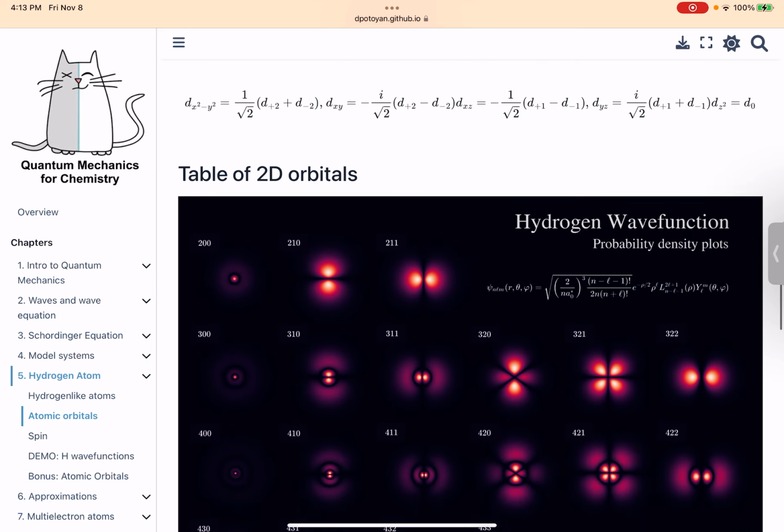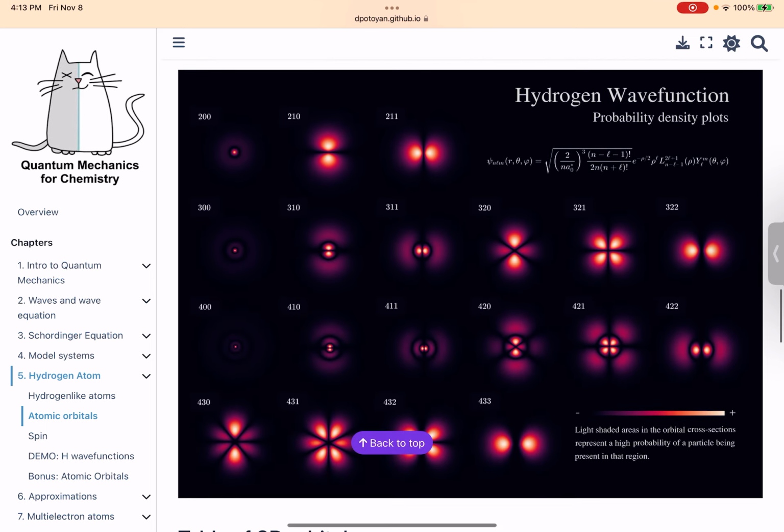All right. So here is another beautiful visualization of the orbitals showing you the probability density, with light color indicating high probability and dark color indicating low probability, with black indicating essentially zero probability. Okay, so this is as if you shine light on the electron and see where it's most likely to be found.